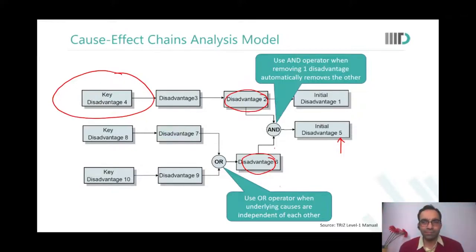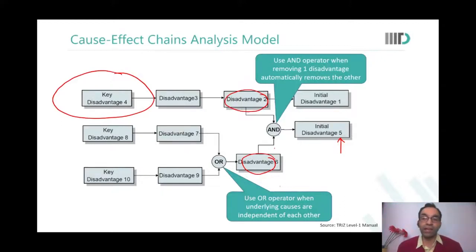Maybe solving 7 and 9 is comparatively easier and quicker than solving 8 and 10. There is a ready technology available to solve disadvantage 7. And if I solve 7, then 6 is automatically taken care of. Or if I solve 7 and 10, for example, 6 is automatically taken care of.